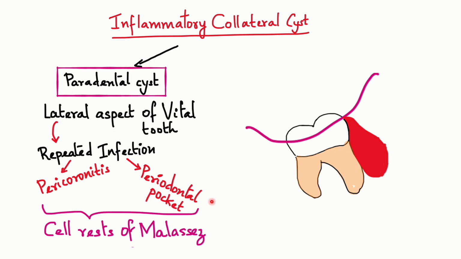So two cysts come under this, that is the paradental cyst and its brother, the buccal bifurcation cyst. First, let's see what is a paradental cyst. A paradental cyst is actually seen in the lateral aspect of a vital tooth, wherein a repeated infection in the form of either a pericoronitis or a periodontal pocket occurs in case of a partially erupted mandibular molar. This triggers the proliferation of the cell rests of Malassez, thereby forming this paradental cyst.